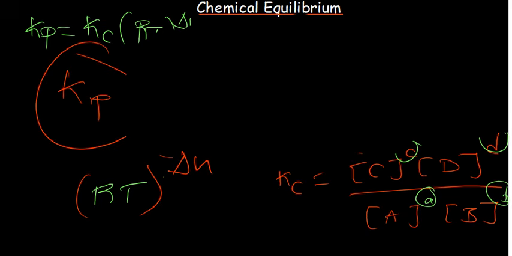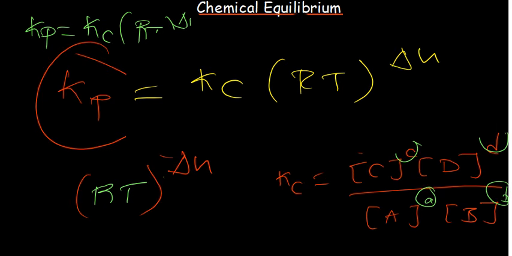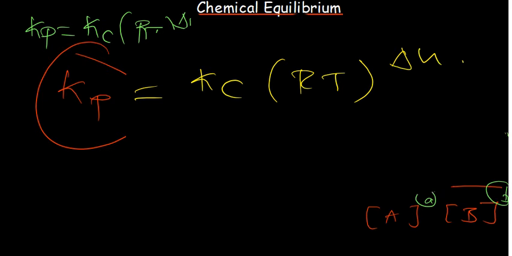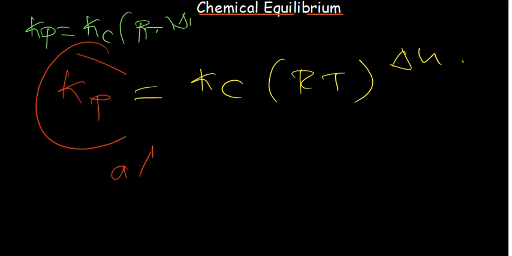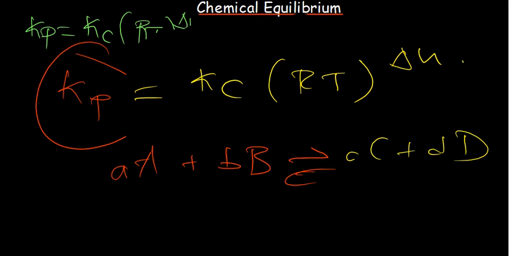And ultimately your Kp becomes Kc multiplied by RT to the power change in number of moles, where change in number of moles is C plus D minus A plus B. Therefore we are saying the number of moles of your products minus the number of moles of reactants. So don't worry if you've not gotten this. Just know the formula to help you. I was just trying to show it for the sake of showing.